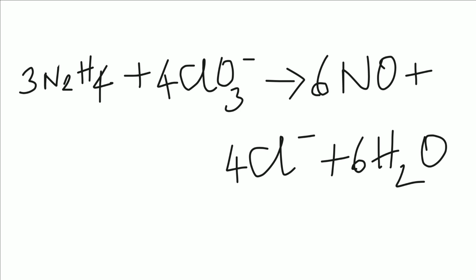3 moles of hydrazine react with 4 moles of chlorate ion. As a result, 6 moles of nitric oxide, 4 moles of chloride ion, and 6 moles of water are obtained as product. Now the equation is balanced. Thank you so much for watching.